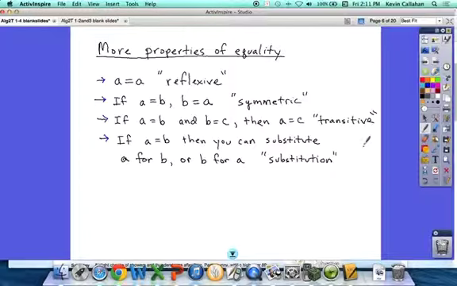Okay. All right, we'll get to solving a lot of equations here in a second. Good.